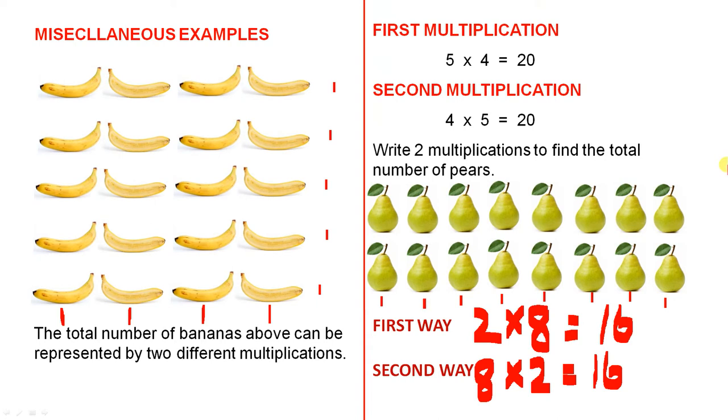So this video again has highlighted the important link showing that multiplication is a form of addition. And it's also shown how if we have groups of something arranged in rows and columns, we can represent the total by 2 different multiplications.